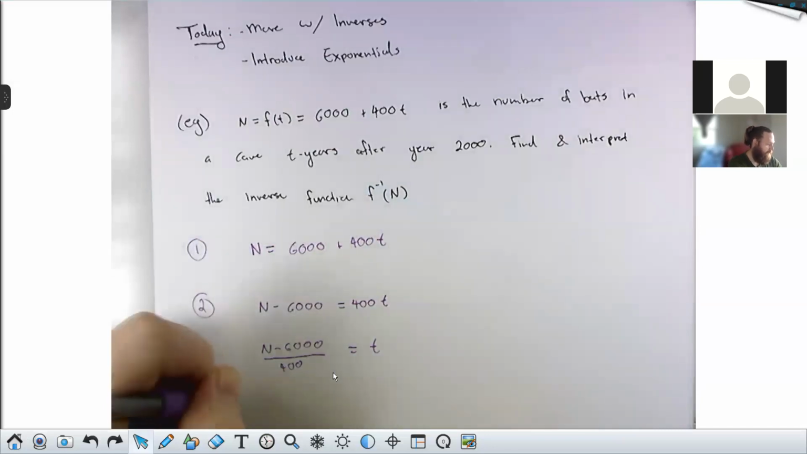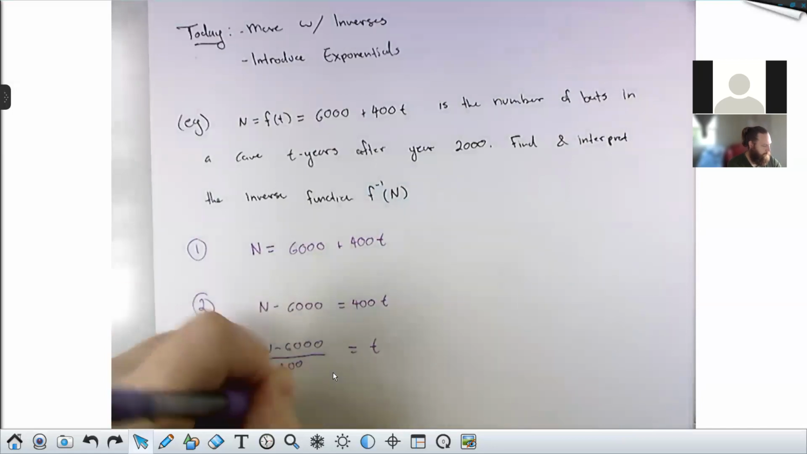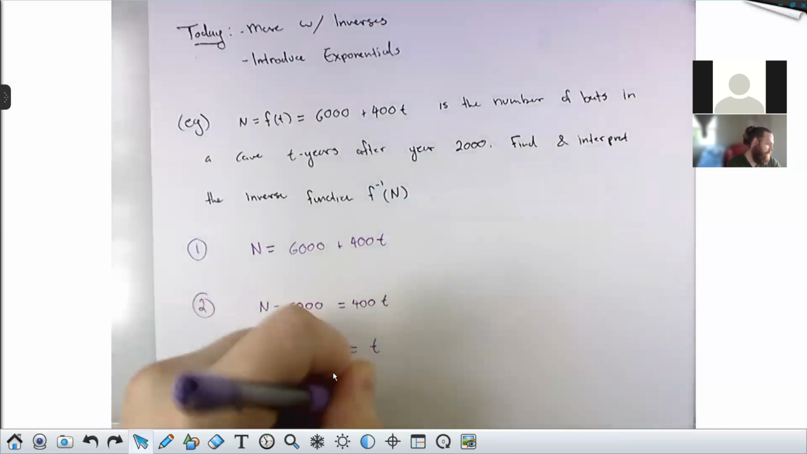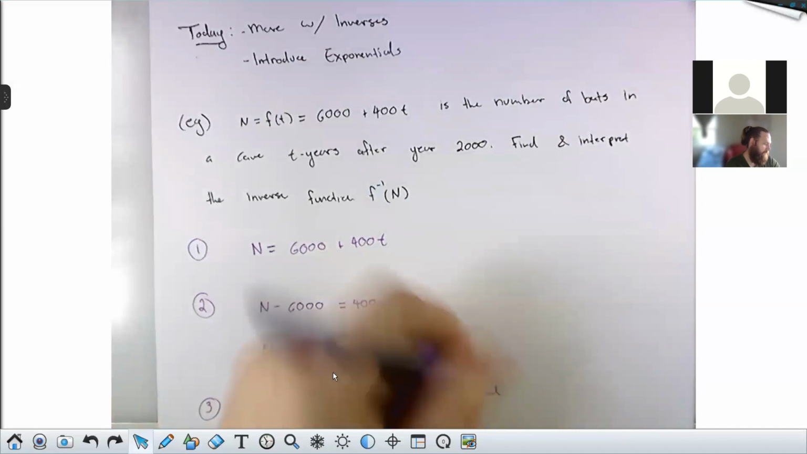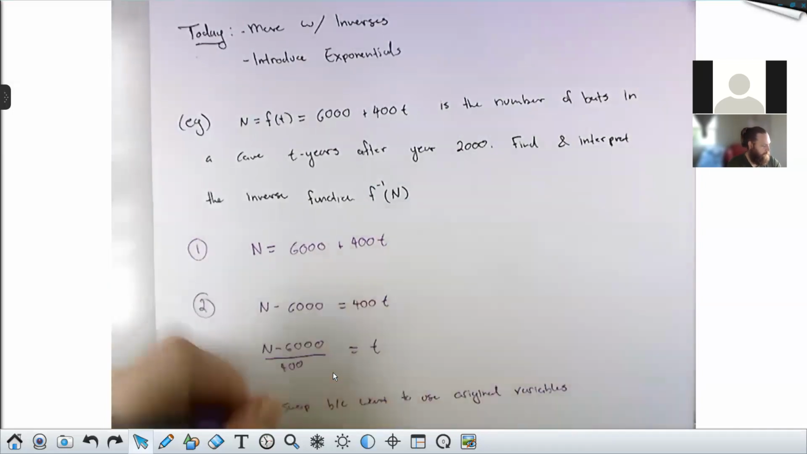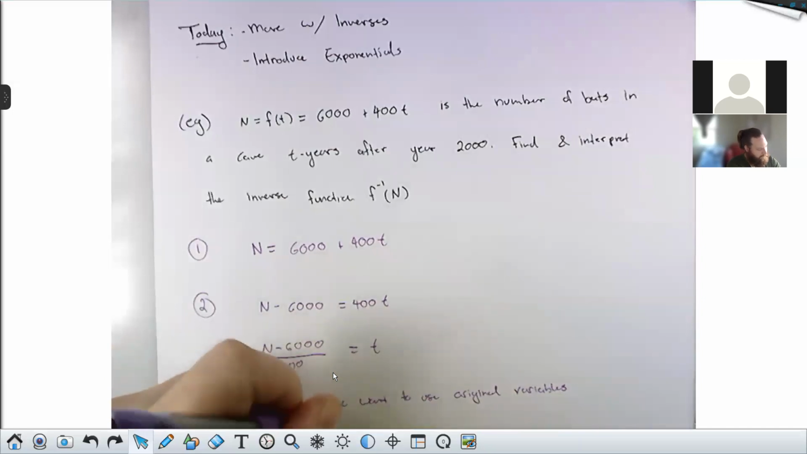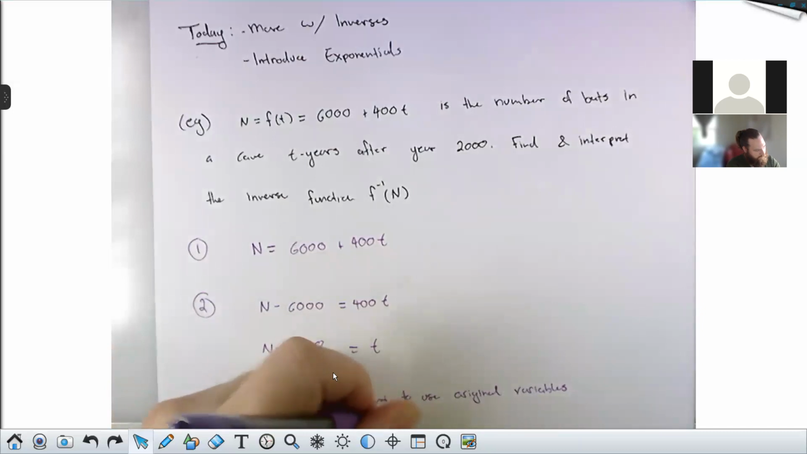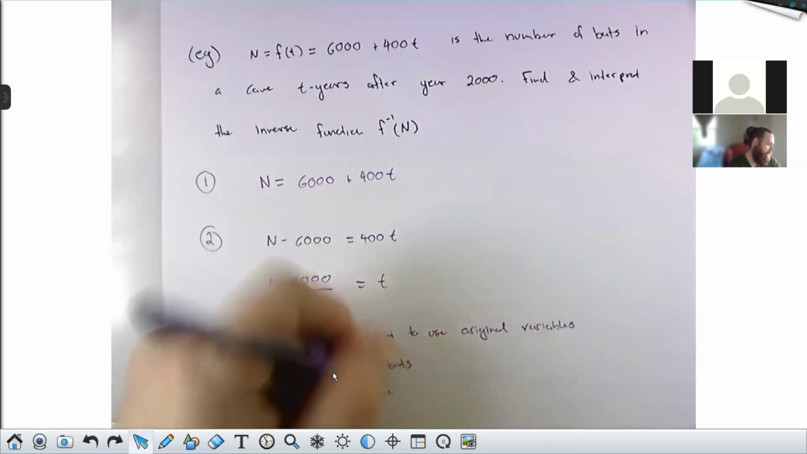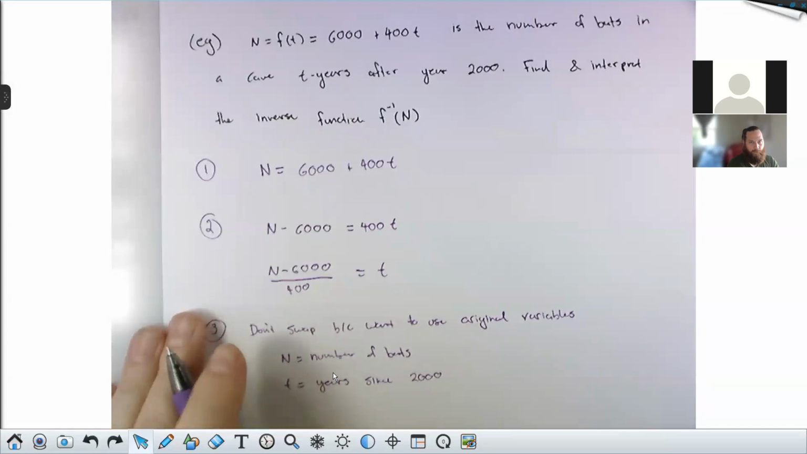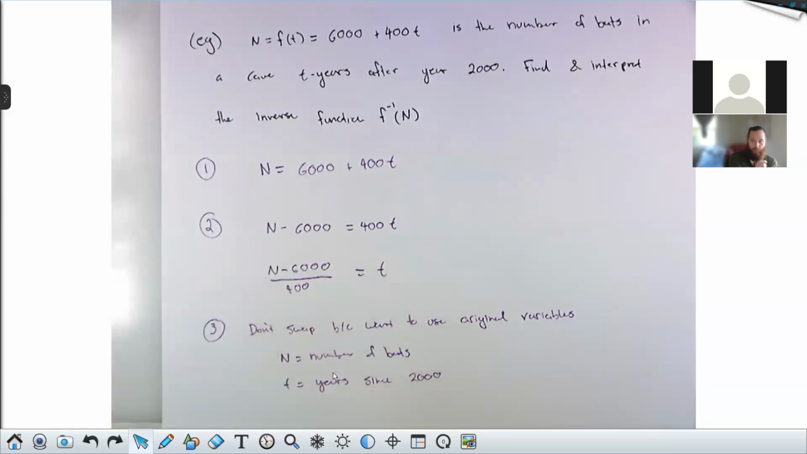In this case, we're not going to swap, because we want to use the original variables. Remember, n here represents the number of bats, and t represents years since 2000. So the original function takes in years and spits out numbers of bats. The inverse function should be taking in numbers of bats and spitting out years, right? Sending all those original outputs back to their inputs.